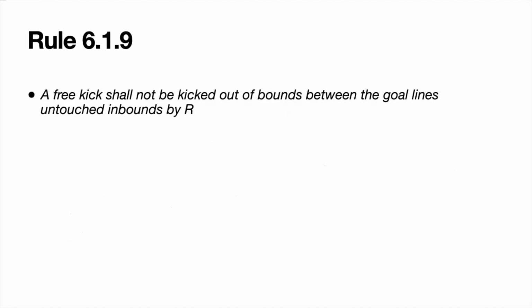Rule 6-1-9: a free kick shall not be kicked out of bounds between the goal lines untouched inbounds by R. The important part of this rule for this discussion is the phrase "untouched inbounds by R." So if R is inbounds and touches the ball, it's not a foul. If R is out of bounds when they first touch the ball, it's going to be a foul because the free kick can't be kicked out of bounds untouched inbounds by R.